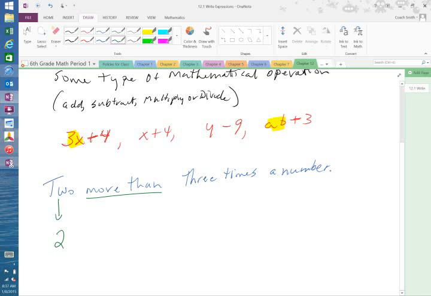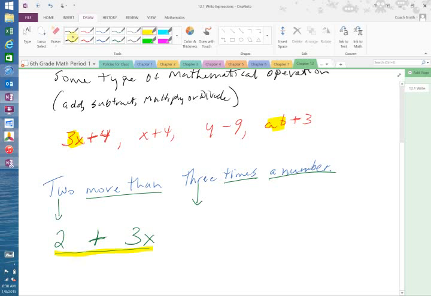What do the words more than mean? Is that addition, subtraction, multiplication, or division? Addition. More than means addition, because if I have more money than you, you're going to have to add money to your pocket to have as much as I have. So more than means to add. Obviously 3 means 3. Times means to multiply by a number. So that's 3x. Now, this is the first part of your answer.